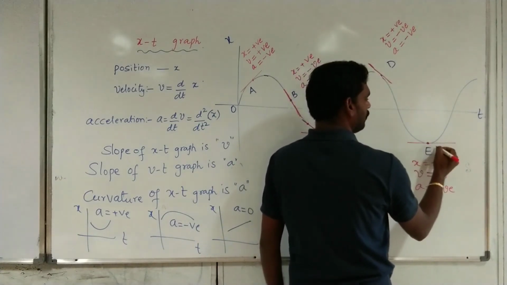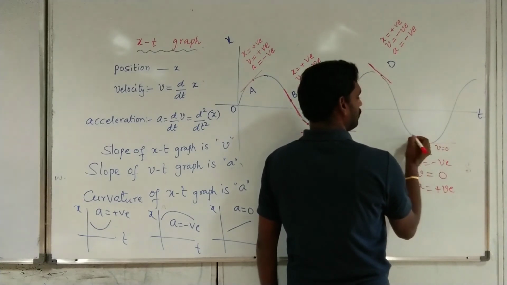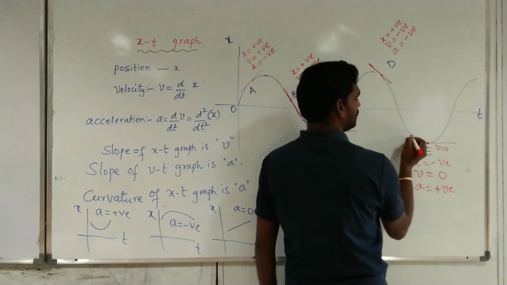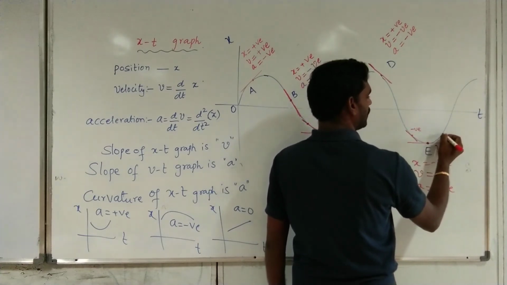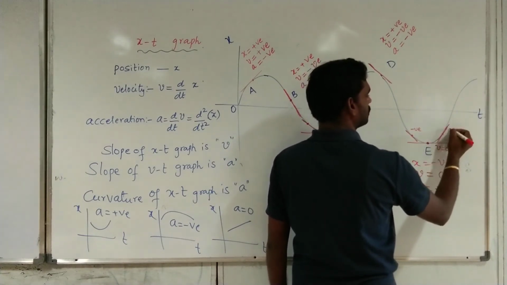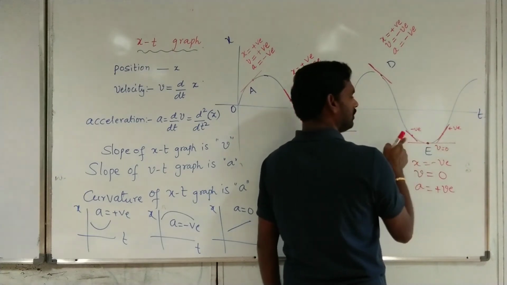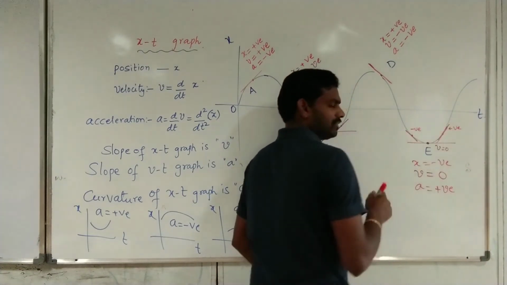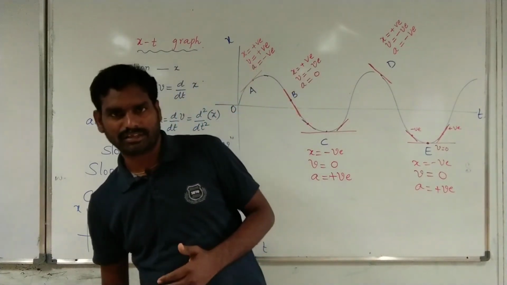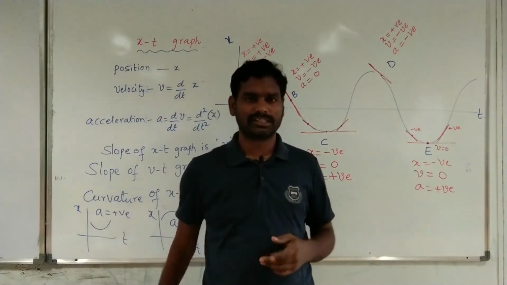At this point velocity is equal to 0. Before this point velocity is negative, and here the velocity is positive. The slope is positive here. So the velocity is changing from negative to 0, 0 to positive. That means velocity is increasing. As time changes, velocity is increasing.